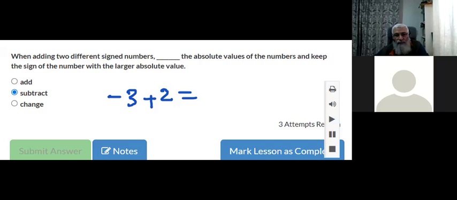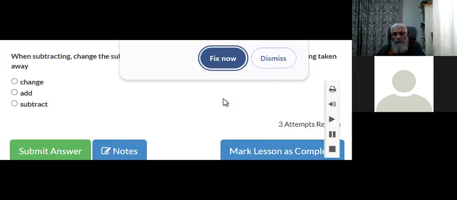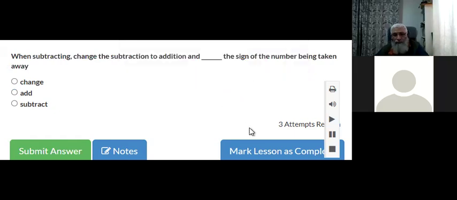Next one, read. When subtracting, change the subtraction to addition, and change the sign of the number being taken away. Yes. Is it change? Yes, I think so. Change the sign of the number being taken away. When subtracting, change the subtraction to addition. Okay, that's correct.